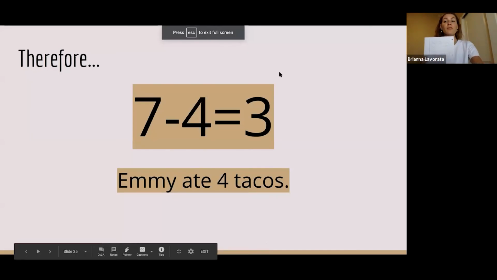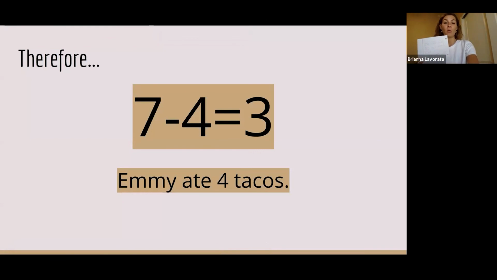So we started off with 7 tacos. Emmy ate 4 of them. Now there are 3 left over. So therefore, that missing number in the middle, we wanted to know how many tacos Emmy ate. We know that Emmy ate 4 tacos and there are 3 left over.